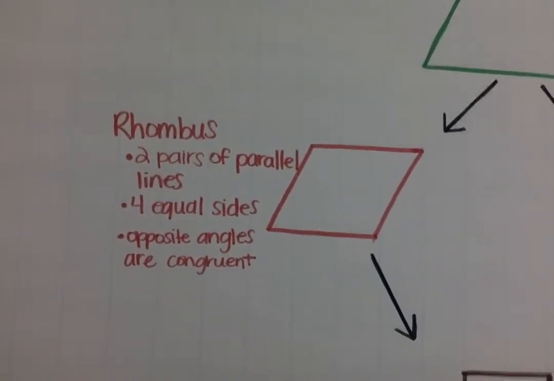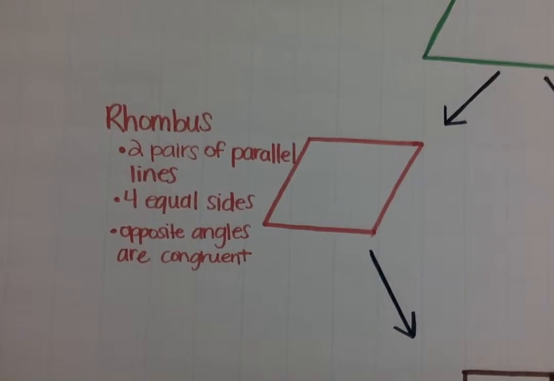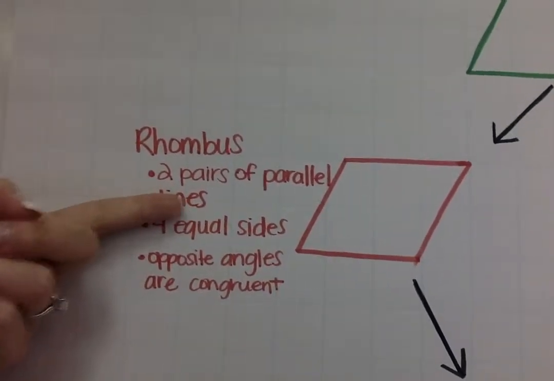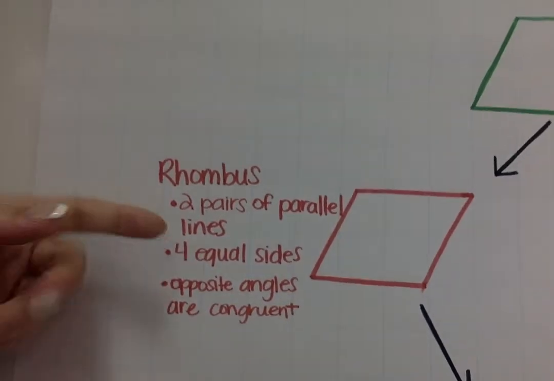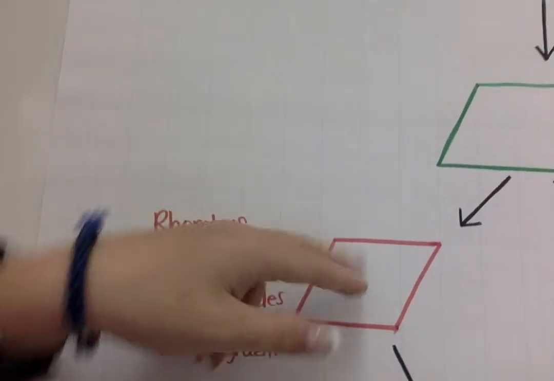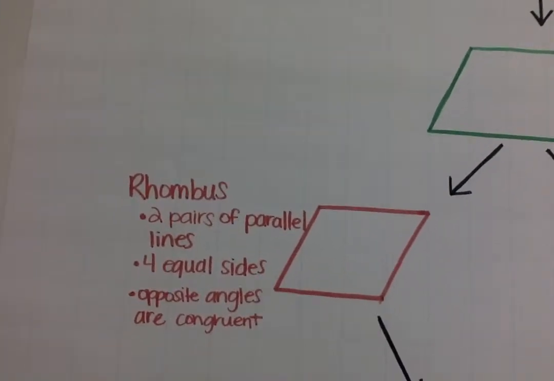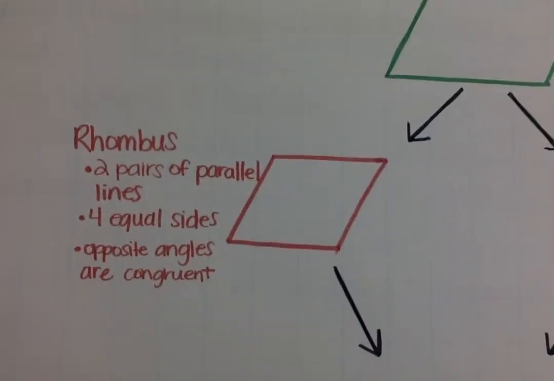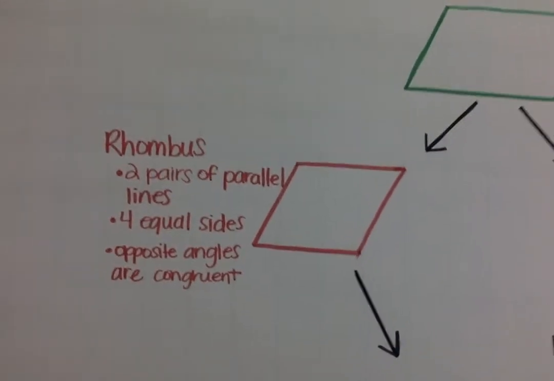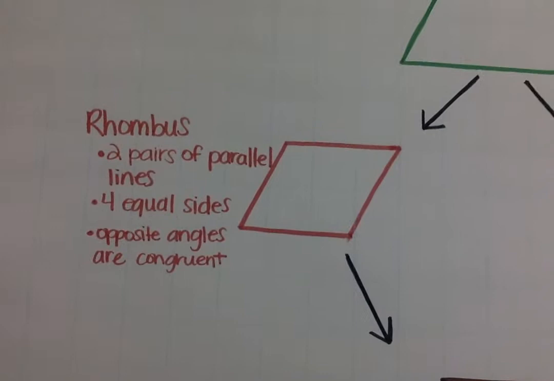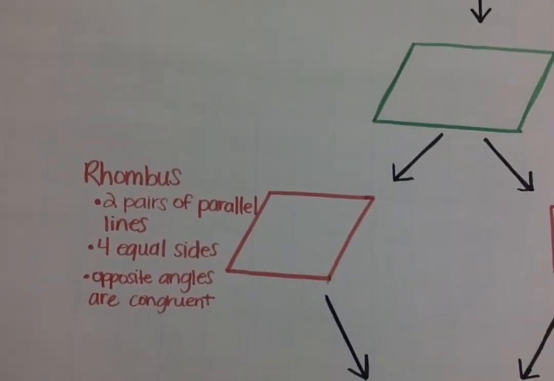So, looking down here at a rhombus more specifically, a rhombus has two pairs of parallel lines. So again, these top two are parallel, these side two are parallel as well. It has four equal sides, so that means that all four of these sides here are equal. They are the same length.